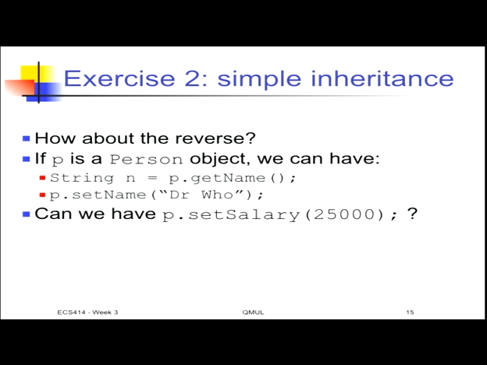So let's see. Now, it doesn't go both ways. If we have a person, an instance of the class Person, we can have String n equals p.getName(). That is fine because p is an instance of Person. getName is an instance method in Person, so that is a perfectly fine call. Again, p.setName is fine because we have that instance method in the class Person. But suppose that we try to do p.setSalary with a number.